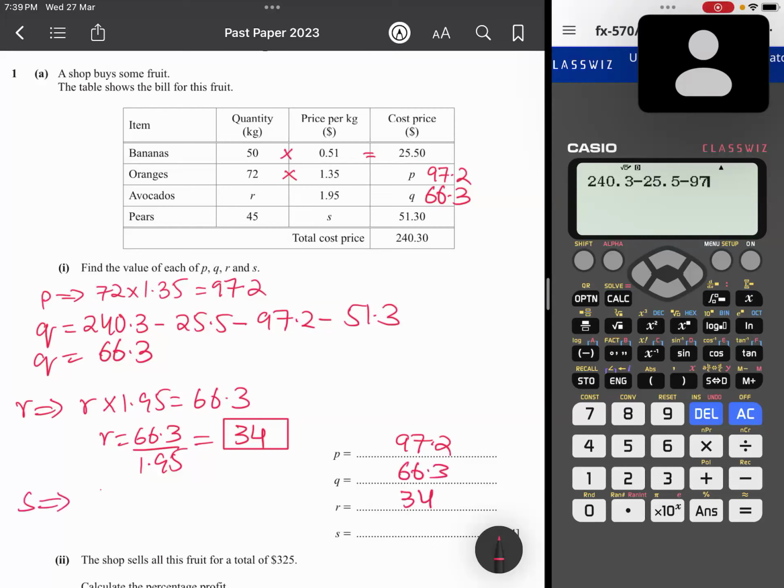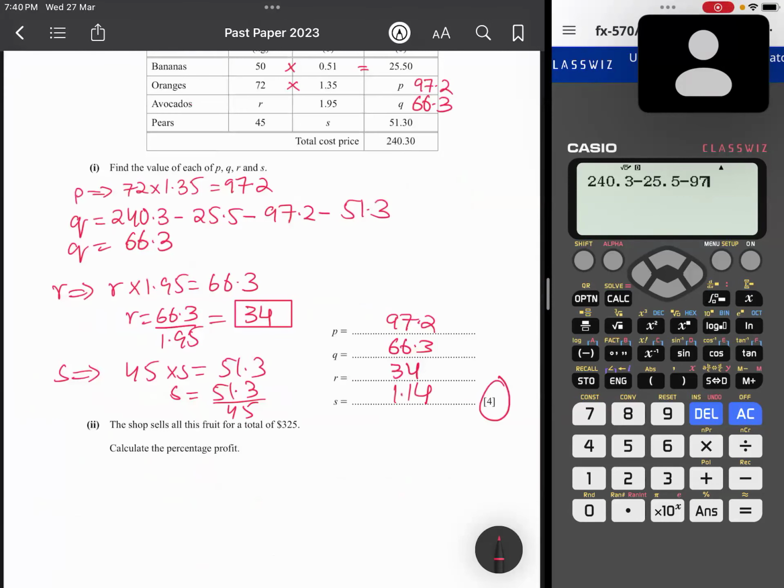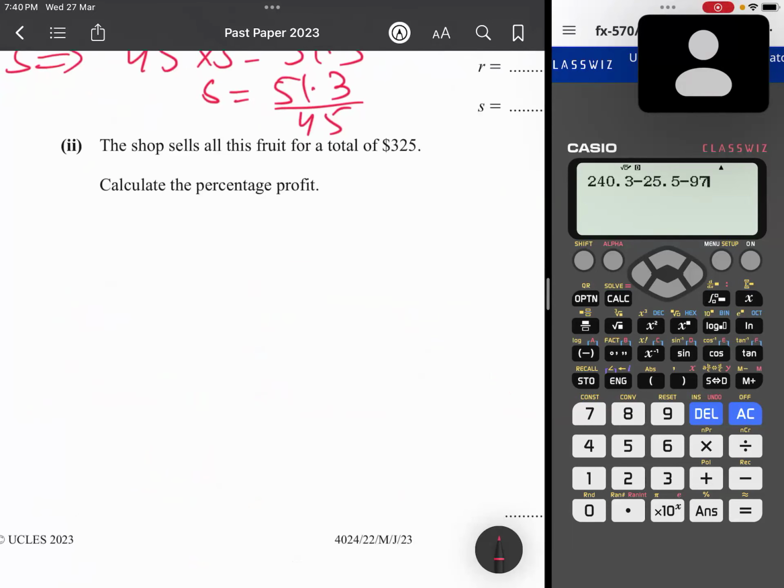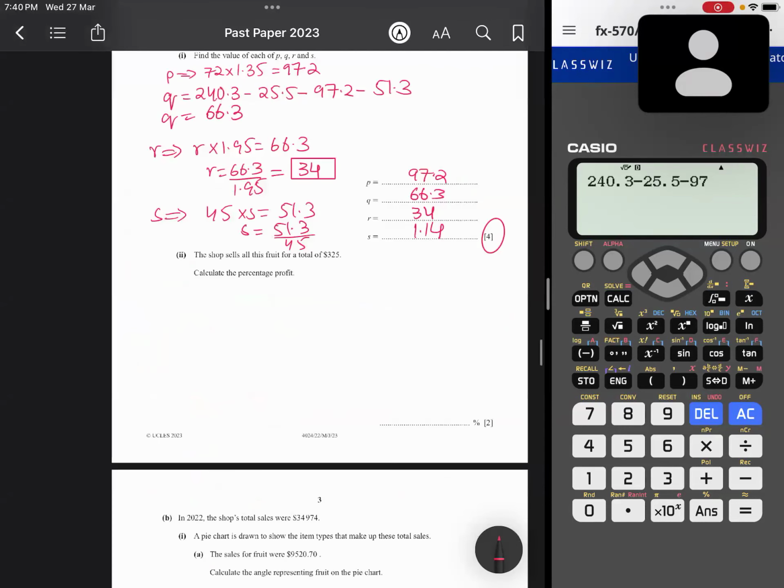Now let's find S. So what will S be? 45 multiplied by S is equal to 51.3. So S is equal to 51.3 divided by 45. So what is the answer? 1.14. Thanks, Munib. So this is for 4 marks. The shop sells all the fruit for a total of 325. Calculate the profit.